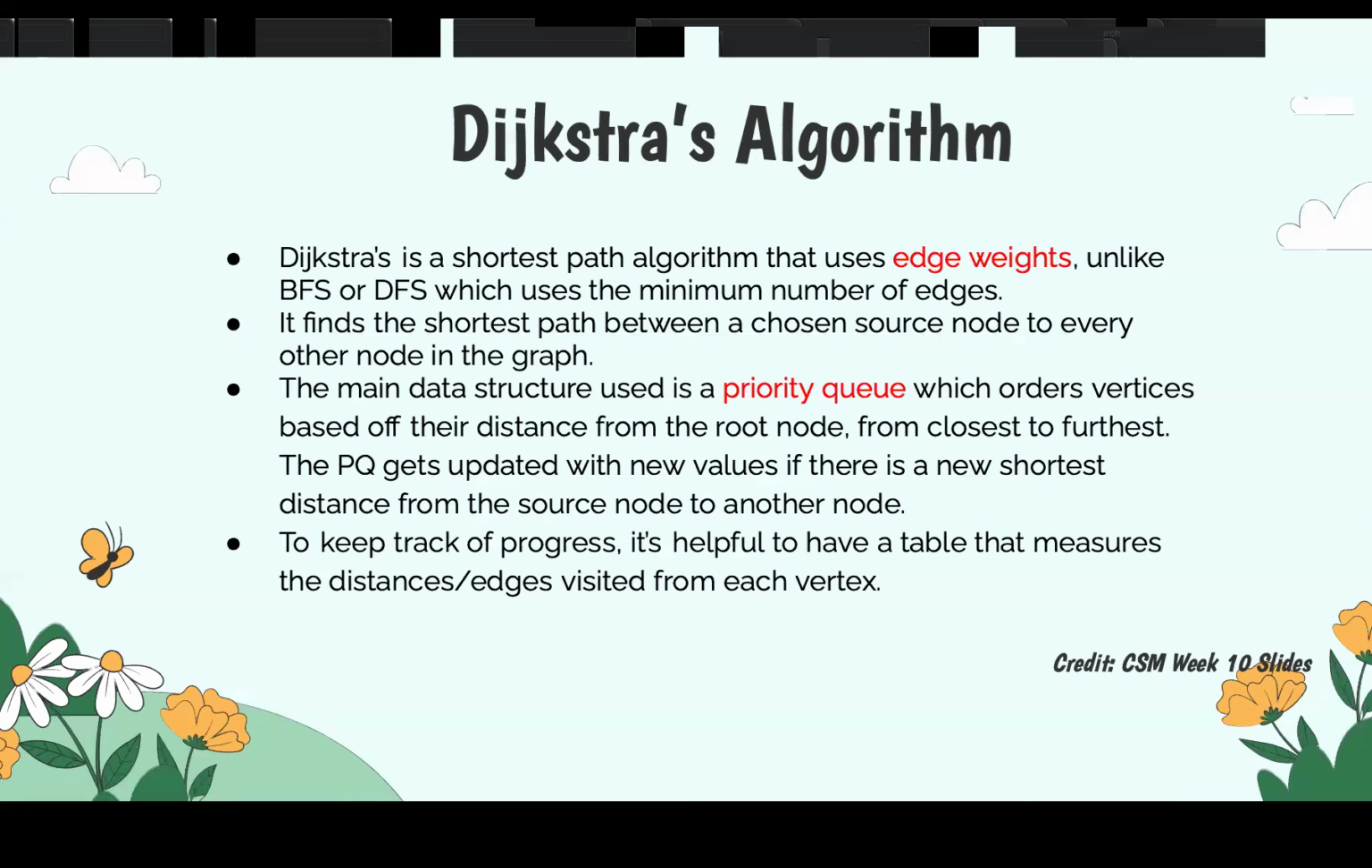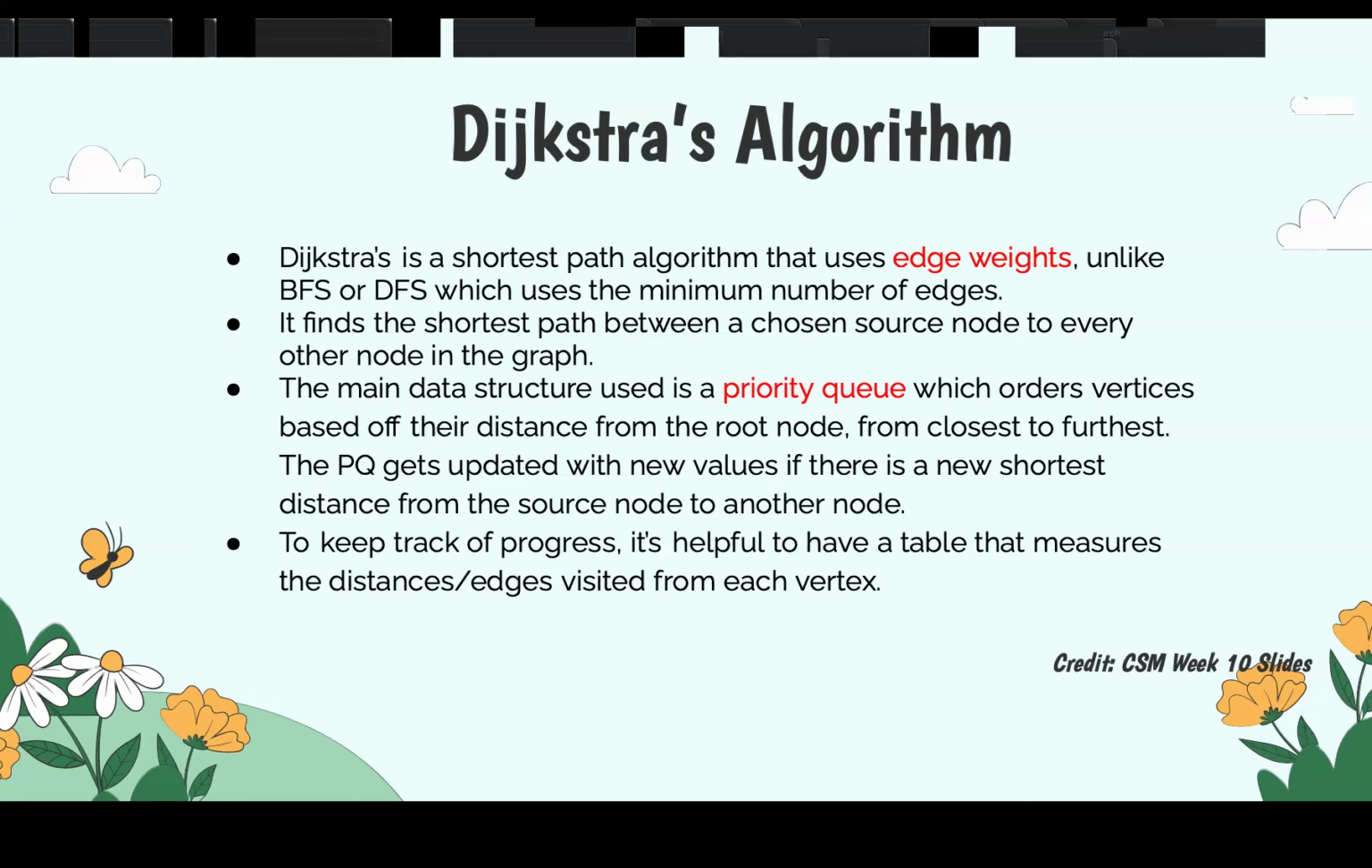So Dijkstra's algorithm is a shortest paths algorithm that accounts for edge weights. In BFS, we only considered how many edges away you were from the starting point. In Dijkstra's, we're also considering edge weights. So we want to find the shortest paths considering the sum of the edge weights from the starting point. The way Dijkstra's algorithm works is it finds the shortest path between a chosen source node and every other node in the graph. The data structure used for this is a priority queue, which orders vertices based on their distance from the root node. Objects that are closest to the root node have the highest priority and are tackled first.